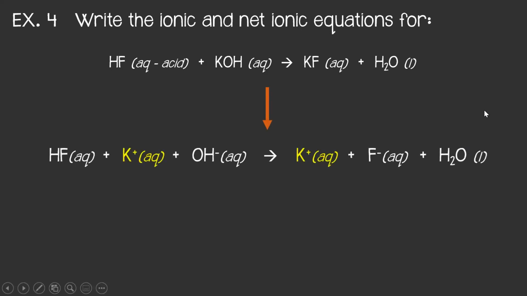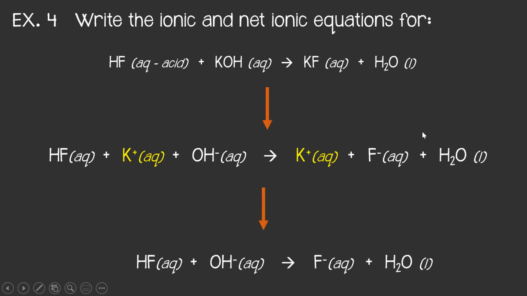All right, hopefully you got this for your ionic equation. My potassium is my spectator. For my net ionic equation, I am left with HF and OH minus on the reactant side, and on my product side, F minus and H2O. Obviously, this is not balanced. It's not a formula equation, so we're not worrying about the law of conservation of matter or balancing because that is not the concept.